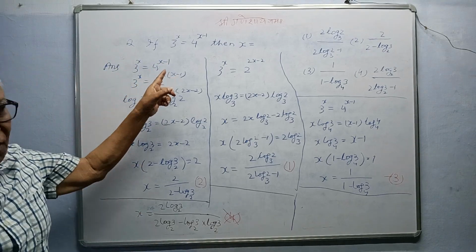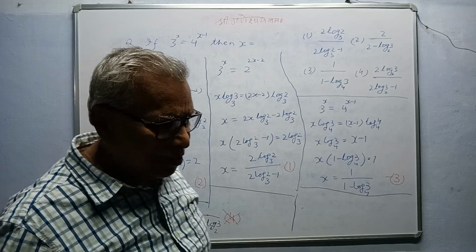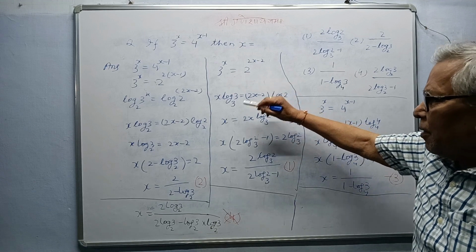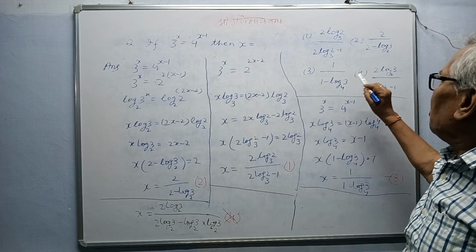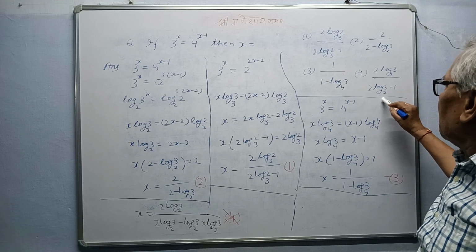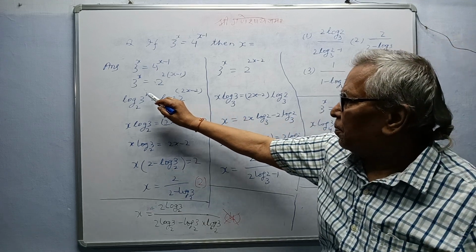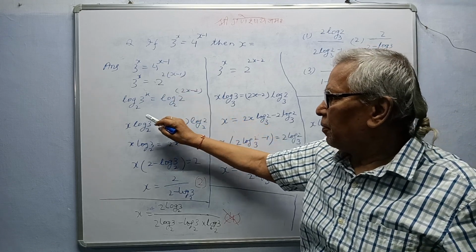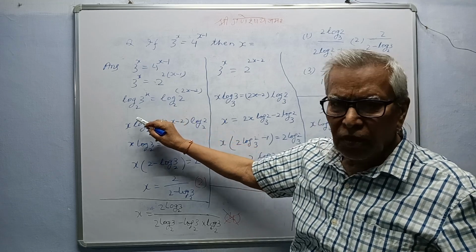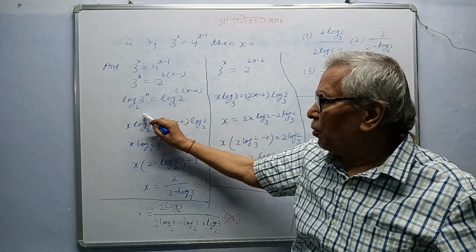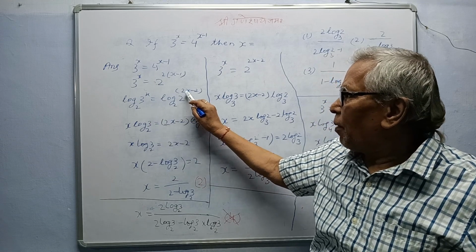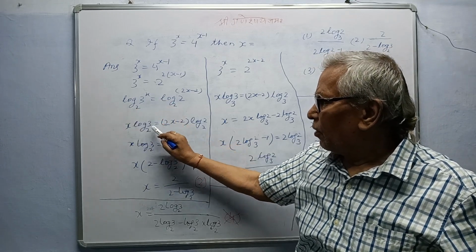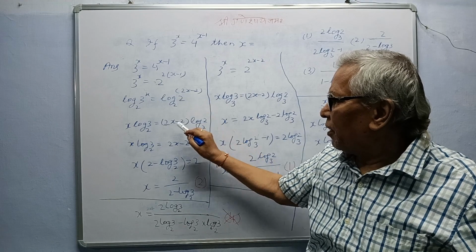start with the problem. 3 to the power x is equal to 4 to the power x minus 1. You can start with any base, but first I have started with base 2. So 4 can be written as 2 to the power 2 x minus 1. Taking log both sides, log 3 to the power x base 2 equals log 2 to the power 2x minus 2 base 2.